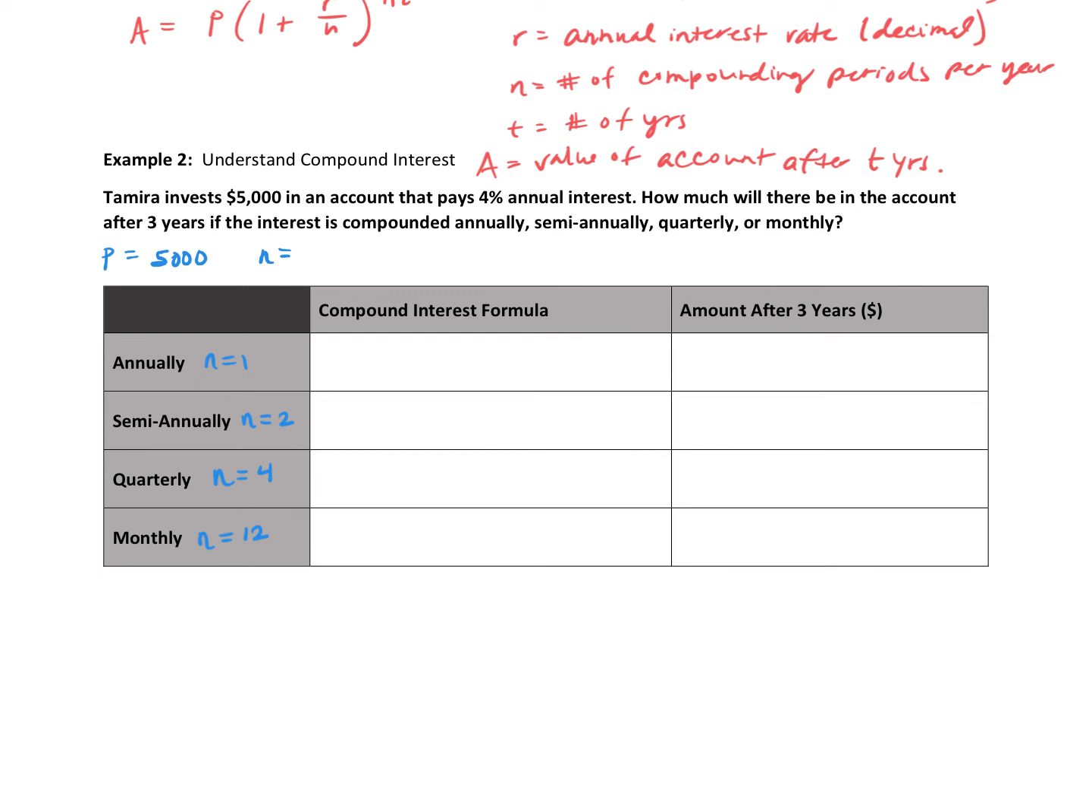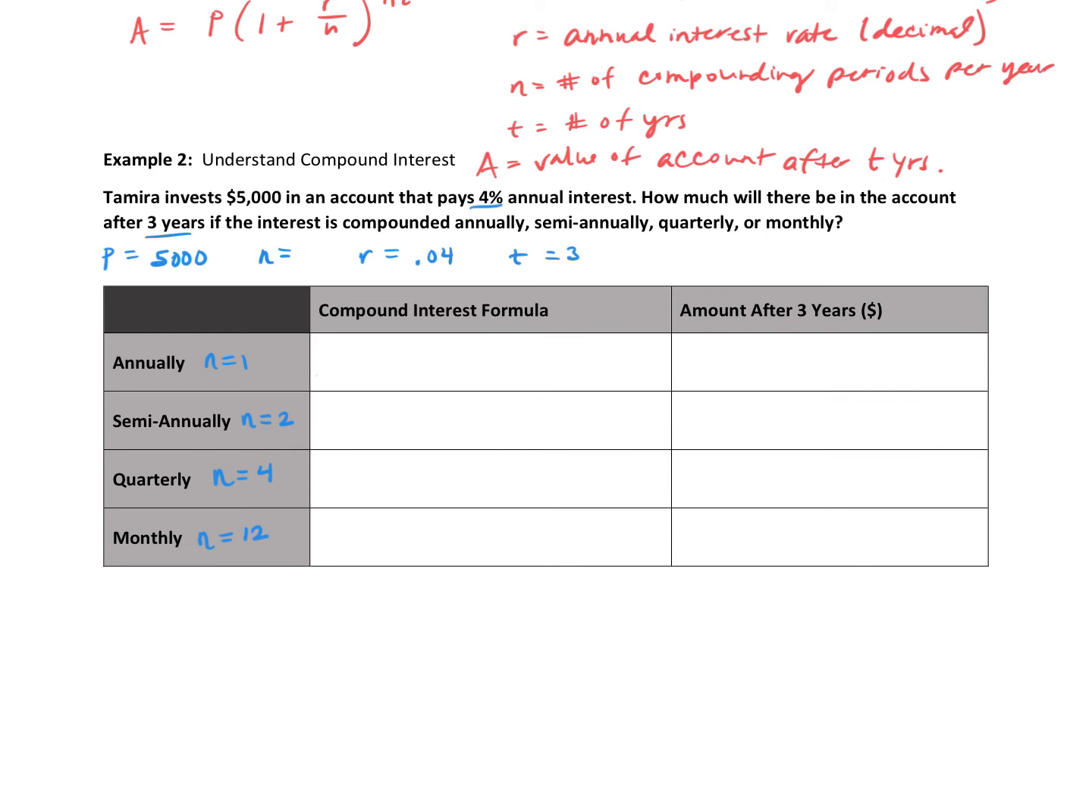All right, R, I skipped over R. R is the interest rate, which is 4%, but as a decimal, so 0.04. And then T is our time in years, and in this example, we are talking 3 years. Okay, so we just want to compare, if this is our situation, would it be better to have the interest compounded annually, semi-annually, quarterly, or monthly? Let's just see how this plays out when we plug these values into our formula.